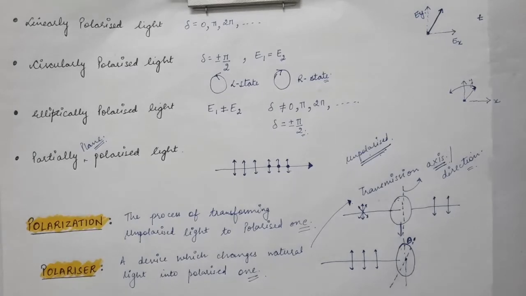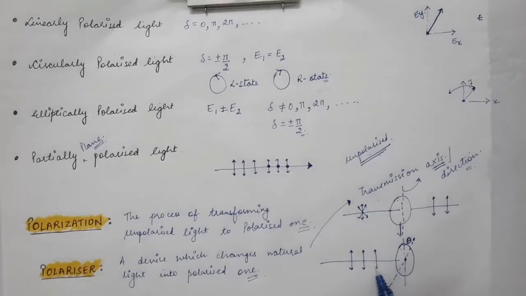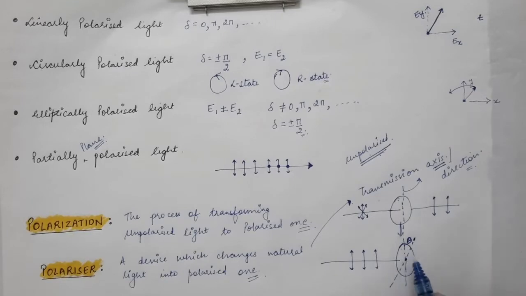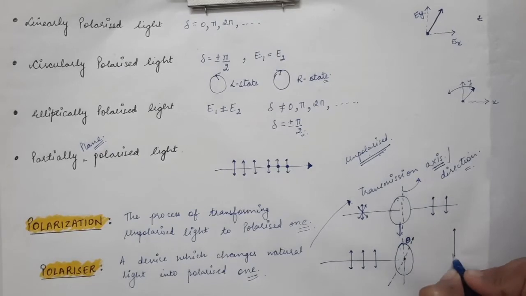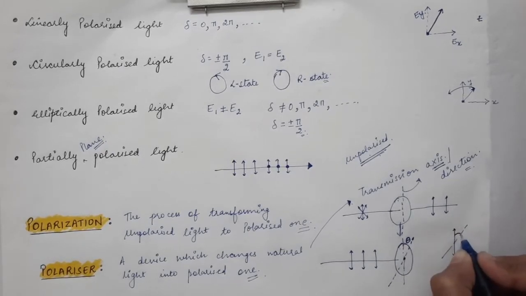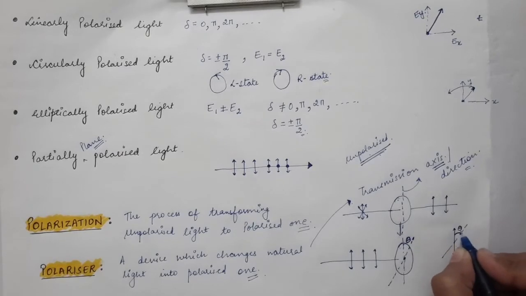So now this electric field can be divided into two components. This electric field, which makes an angle of theta with the transmission axis, can be divided into two components. One will be along the transmission axis and another will be perpendicular to the transmission axis. Now this looks something like this. This is the electric field, this is the transmission axis and this is the theta angle.